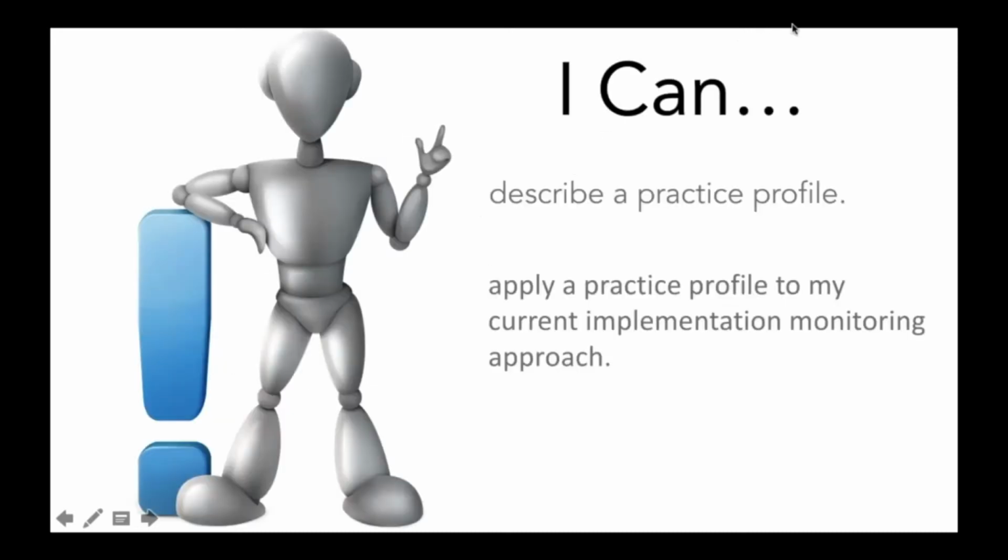The I can statements today are as follows. I can describe a practice profile, and I can apply a practice profile to my current implementation monitoring approach. Those are the things that we hope you can say "I can" to when we're finished today.